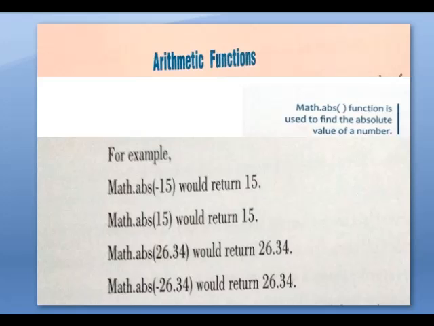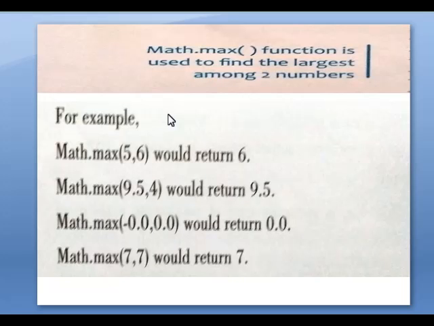The next one is Math.max. Max means to find the greatest number among the given numbers. The Math.max function is used to find the largest among two numbers. For example, Math.max of 5, 6. So 6 is the greatest number, so it will return the value 6. Math.max of 9.5, 4 will return the value 9.5. Math.max of 0.0, 0.0, so the greatest number is 0.0. Math.max of 7, 7, the two values are equal, so it will take one value as the output.